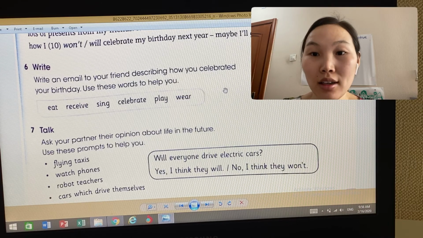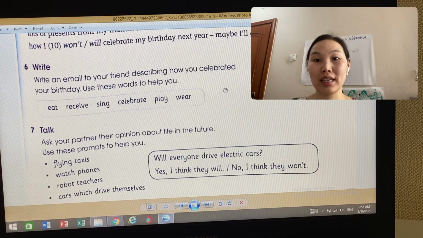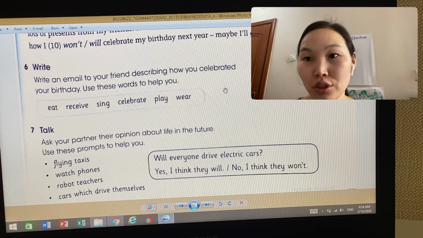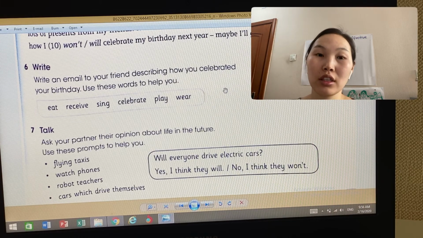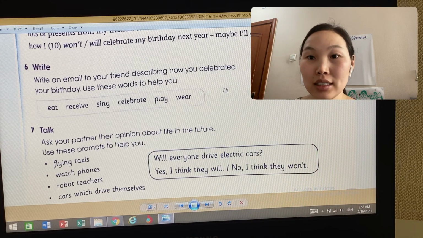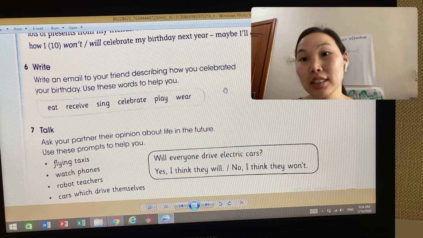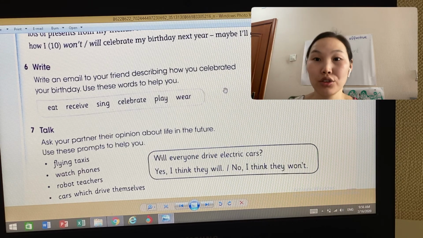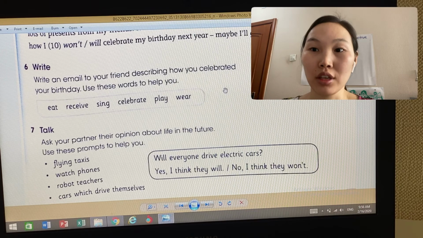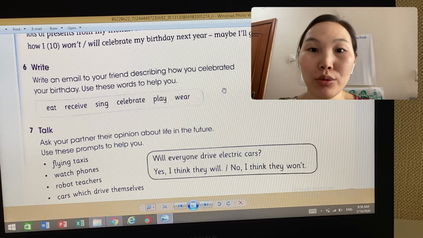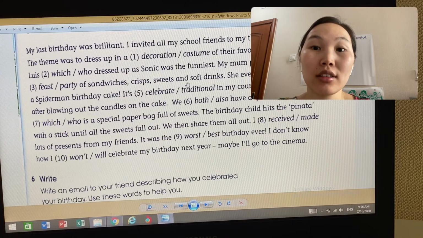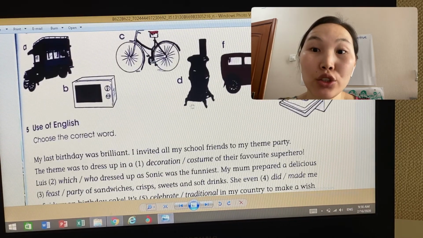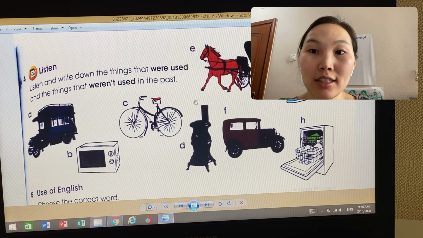So that's how you're going to do the last task, whether these things will exist in the future, and if you can think of some other ideas about the future, the things that will exist or won't exist, you can share the things that you're thinking of. All right, so that's basically the 3 tasks that you will be doing for this review lesson. Good luck.